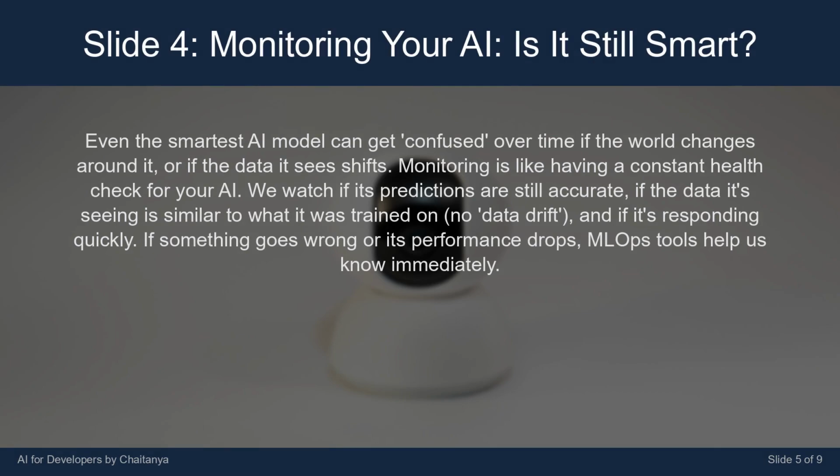Even the smartest AI model can get confused over time if the world changes around it, or if the data it sees shifts. Monitoring is like having a constant health check for your AI. We watch if its predictions are still accurate, if the data it's seeing is similar to what it was trained on, no data drift, and if it's responding quickly. If something goes wrong or its performance drops, MLOps tools help us know immediately.